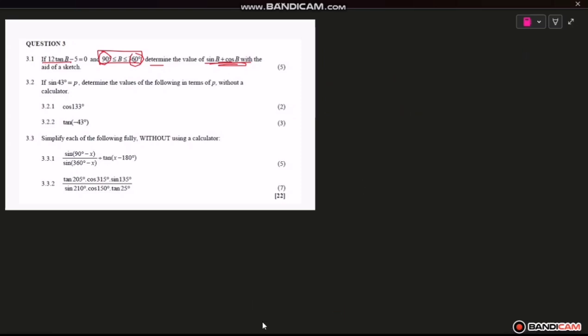Now they're saying if sine 43 equals p, then determine the value of the following in terms of p without using a calculator. So what you must do is solve these questions with the aid of a diagram. Therefore, p over 1, this will be y over r, all the time. This is what you do.